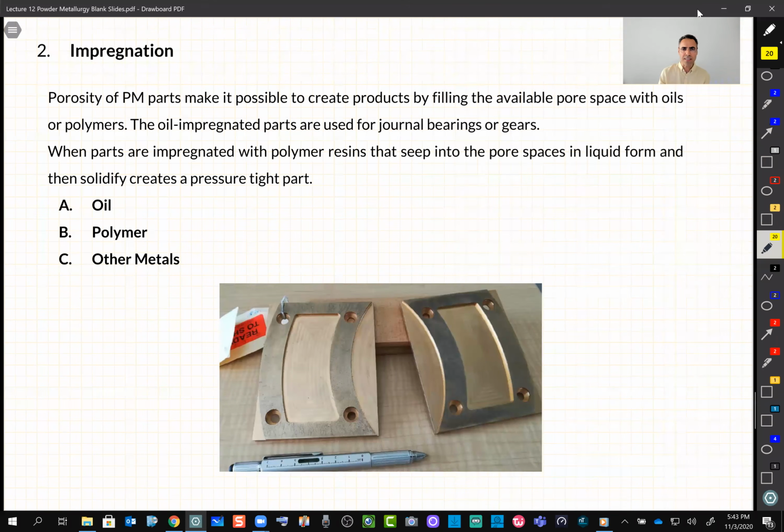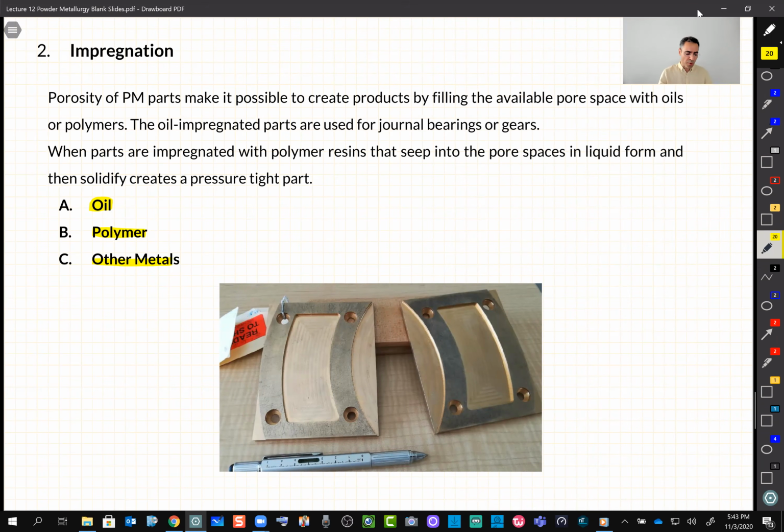The process basically means that when you use powder, there are these pores or extra spaces between particles. You want to fill them in with other things. In particular, you want to fill those available spaces with oil, with polymer, or with other metals, depending on your application. If you fill it in with oil, it is called oil impregnation. If you fill it with polymer, it is called polymer impregnation, and likewise copper impregnation with other metals. But why do we do that?